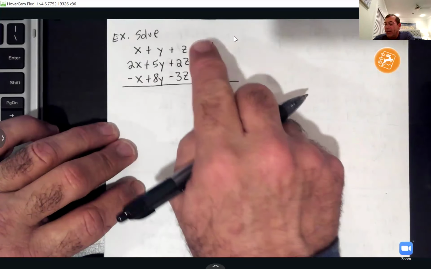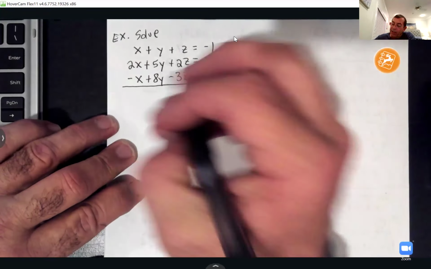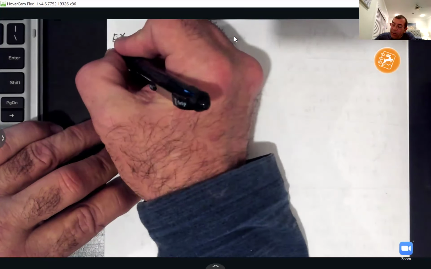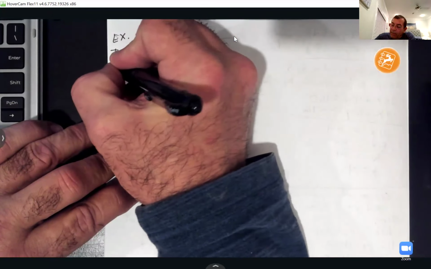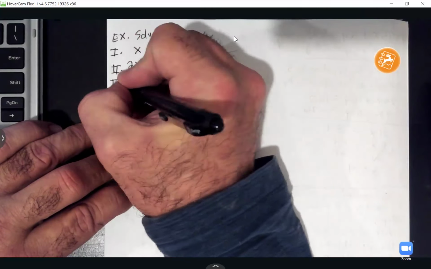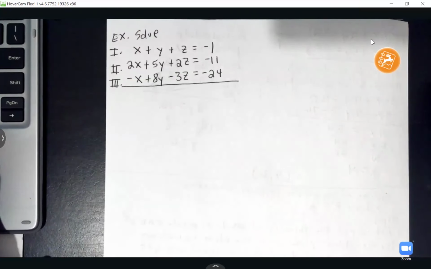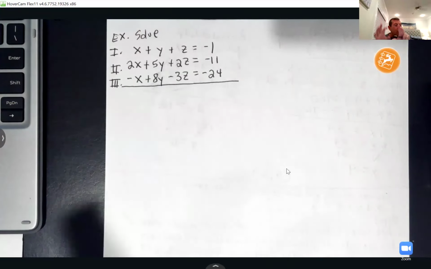Now, usually what I do, since these have so many steps, is I number these equations. So I'm going to call this equation 1, equation 2, and equation 3. That way y'all can sort of keep up with what I'm actually doing to these, okay?